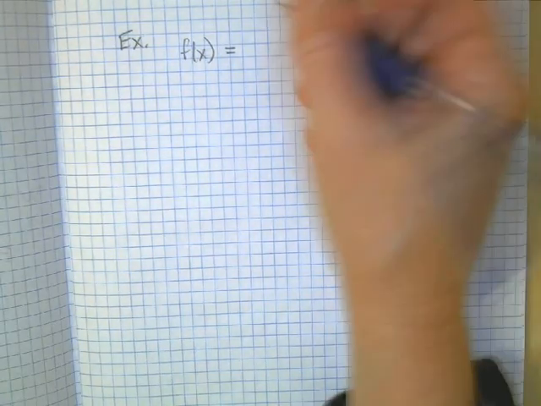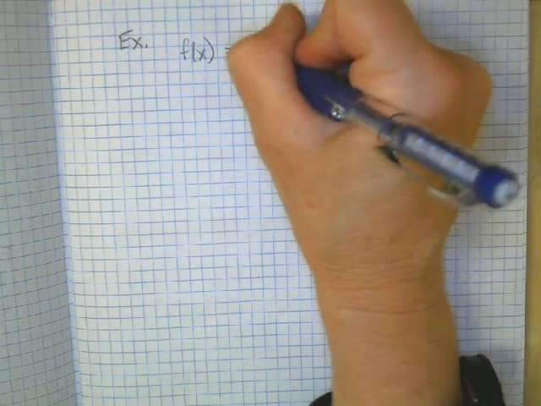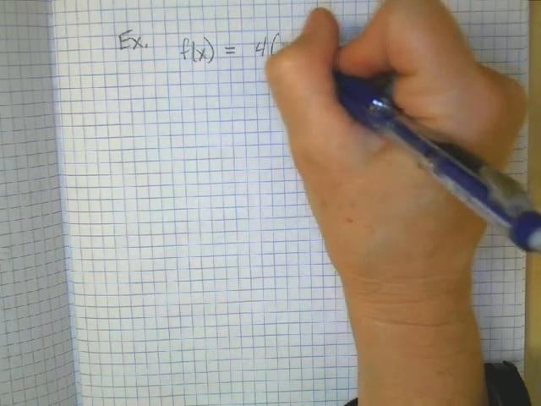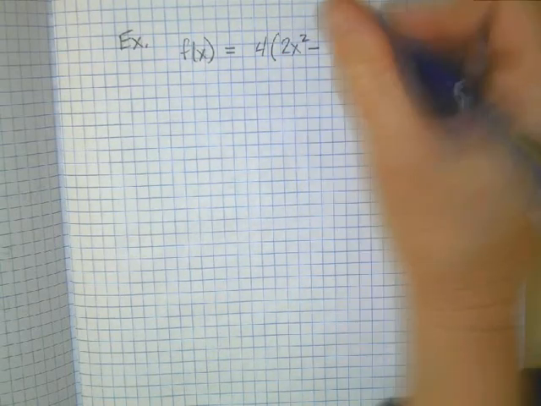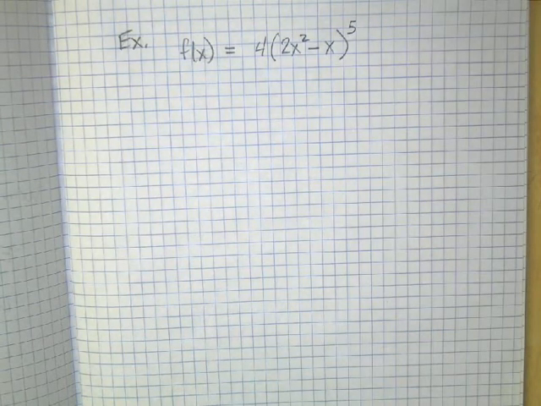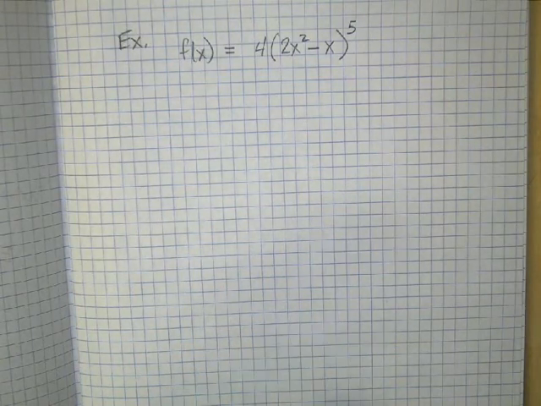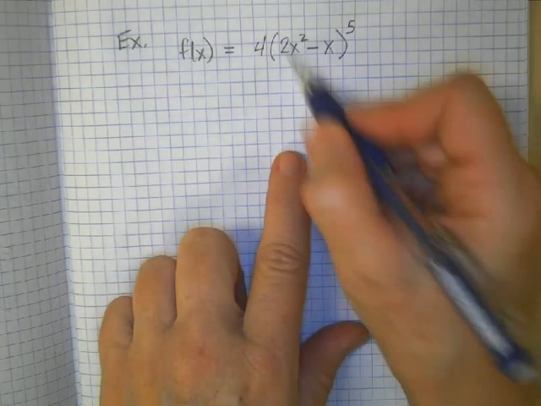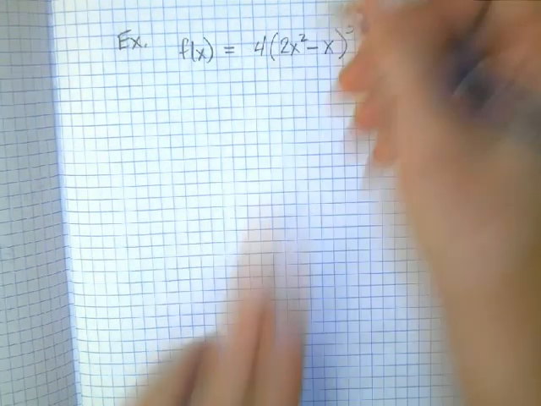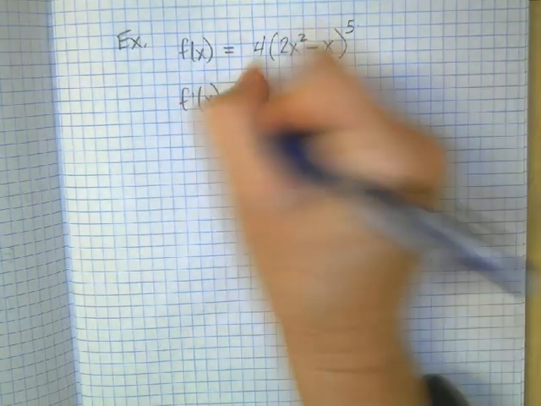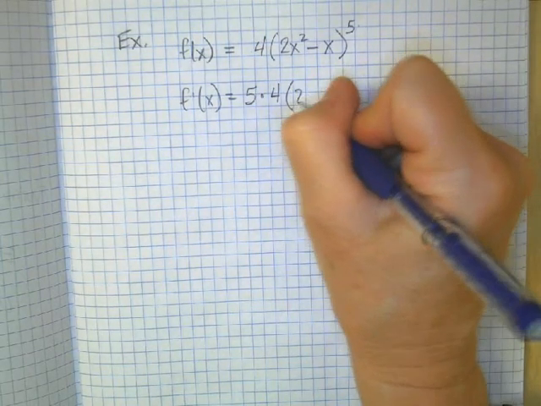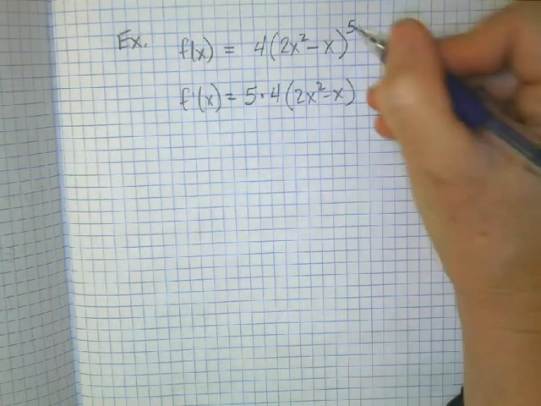So if I had, for example, 4 times parentheses 2x squared minus x to the 5th power. Let's do that. Okay, so what we need to do is take the derivative ignoring this for a second. So I'm going to bring down my 5 times my 4. I'm not going to multiply them together so you can see what I'm doing. And that's times 2x squared minus x, keep that. Subtract 1 from my exponent.